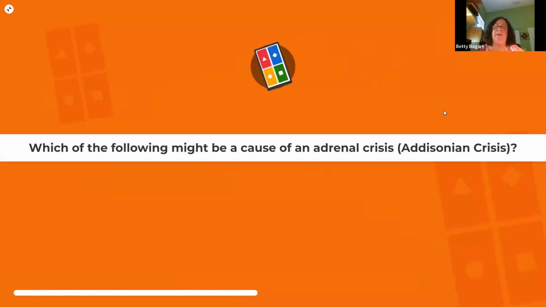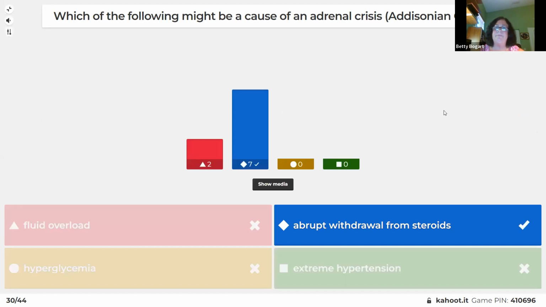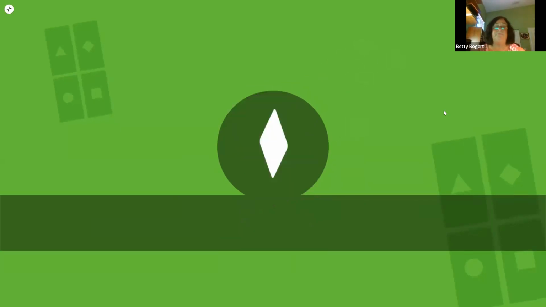Which of the following might be a cause of an adrenal crisis or Addisonian crisis? Adrenal glands, what do they do? Something about cortisol and aldosterone. What would cause the adrenal glands to say, I don't like that? And it's when you go off steroids too quick and it causes this adrenal crisis. So that's why we never, ever just stop steroids. We need to taper them and take them off very slowly, especially if they're in that, to the point of Cushing syndrome.